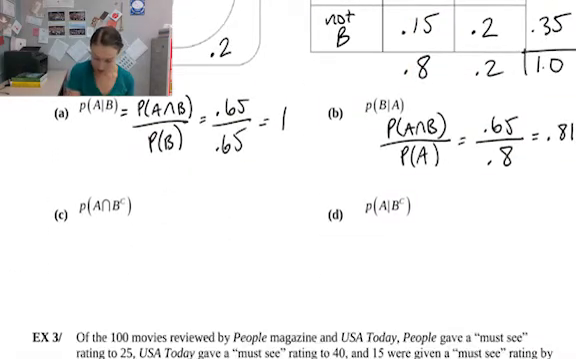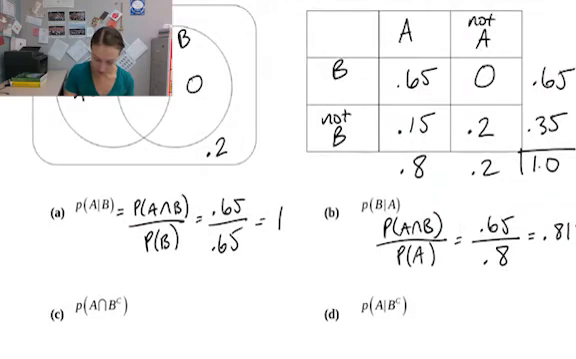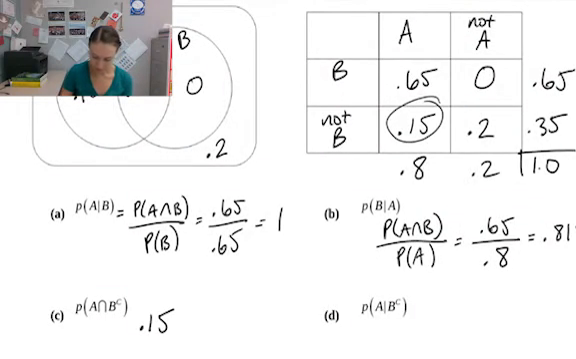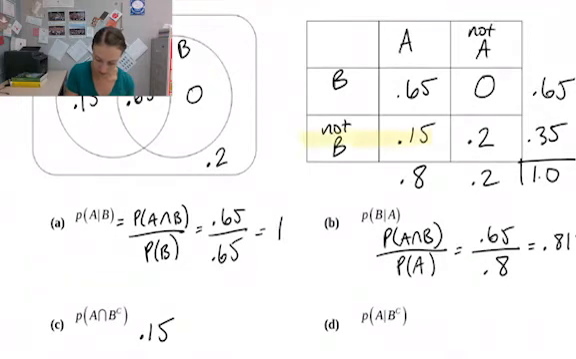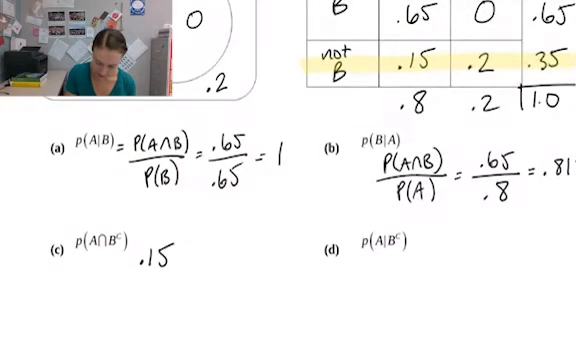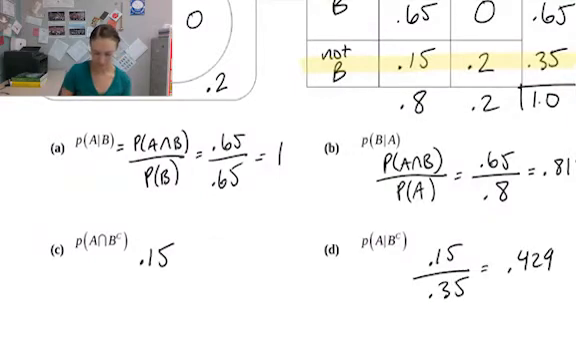All right, A and not B. So this is just straight from our table. A and not B, or B complement, is going to be 0.15. A given not B, or A given B complement, is going to be, so again, thinking about our highlighting here. So given the condition that we have B complement, so not B. So out of just those numbers, A happens 0.15 out of 0.35. So we get 0.429.